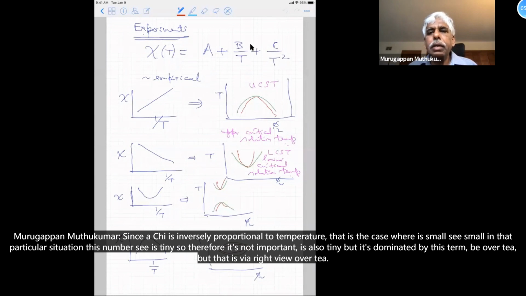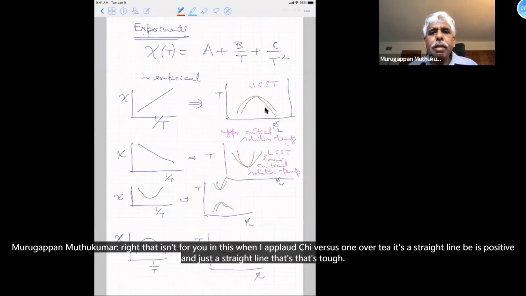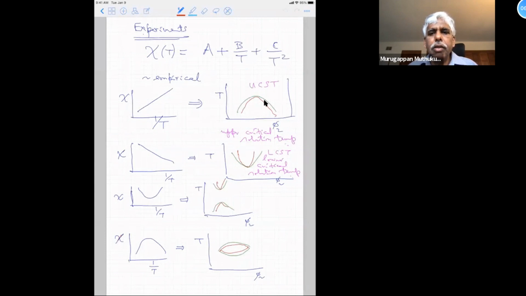A is also tiny, but it's dominated by this term, B over T. That is, right, B over T. When I plot chi versus 1 over T, it's a straight line. B is positive and it's a straight line. That's that stuff. And then you will have UCST.